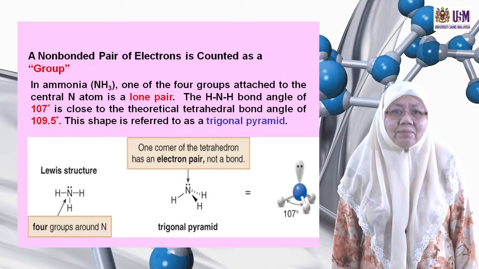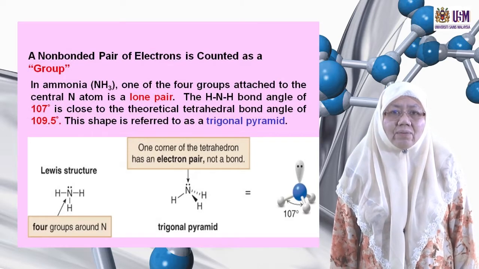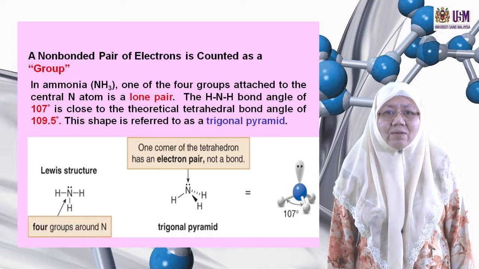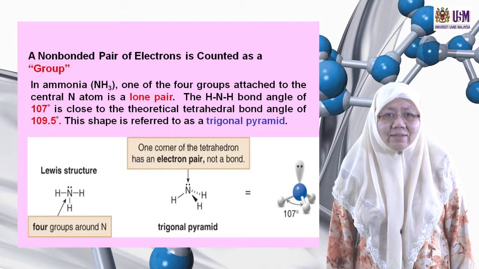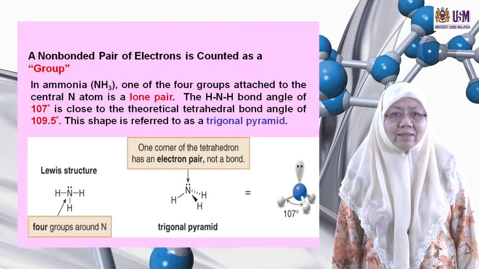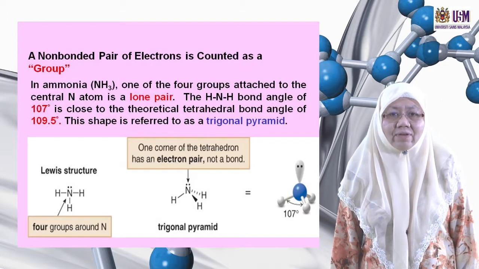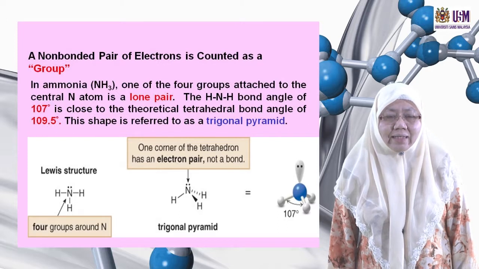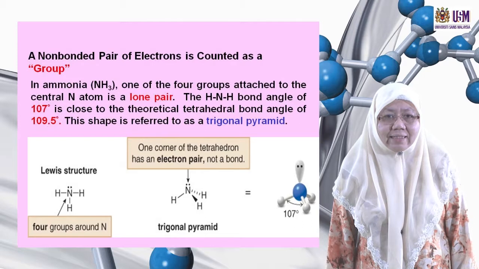A non-bonded pair of electrons is also counted as a group. For example, in ammonia, NH3, one of the four groups attached to the central nitrogen atom is a lone pair. The hydrogen-nitrogen bond angle is 107 degrees, which is close to the theoretical tetrahedral bond angle of 109.5. The shape is referred to as a trigonal pyramid. As we can see in the Lewis structures, there are four groups.